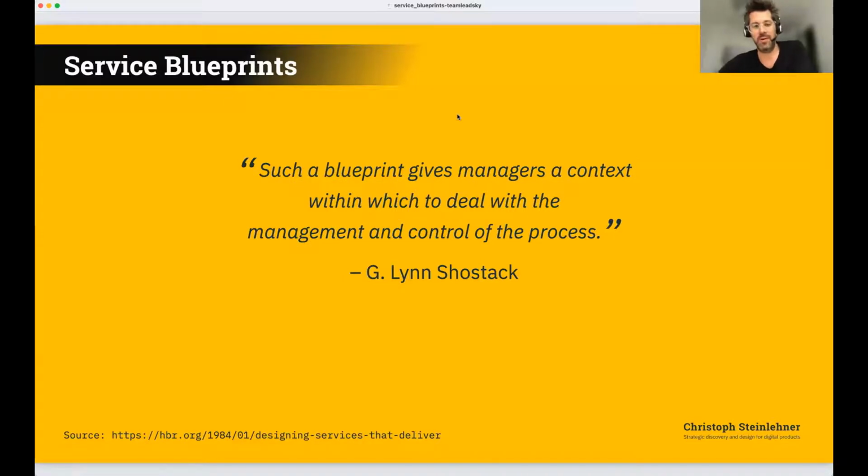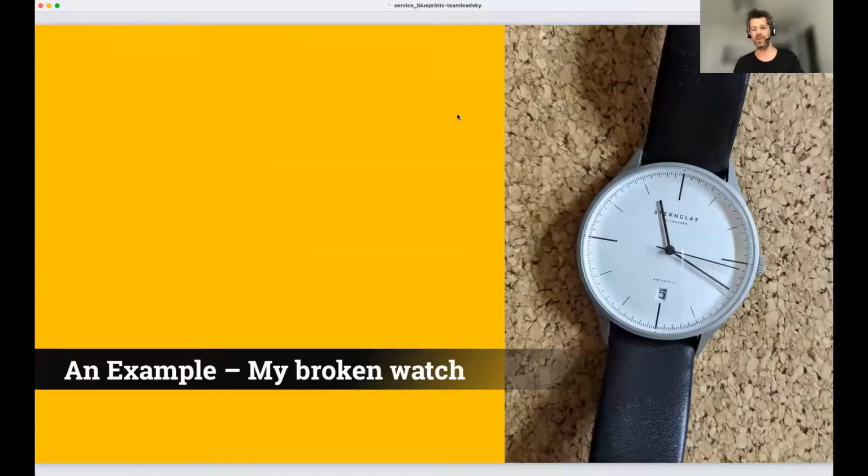But also a note there: Jean Shostak, she is the inventor of the service blueprints, and she already wrote in the beginning that such a blueprint gives managers a context within which to deal with the management and control of the process. So she already came from a management background. She published this article about service blueprints at HBR. And so it got transformed into the usual tool for UX design, but I want to bring it a little bit back to management. To illustrate that, I want to tell a story about my broken watch.